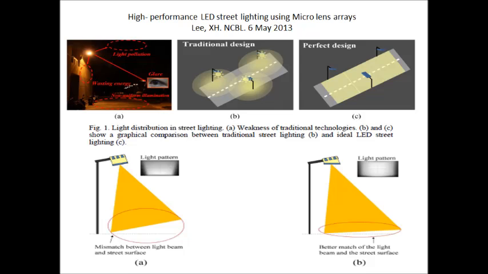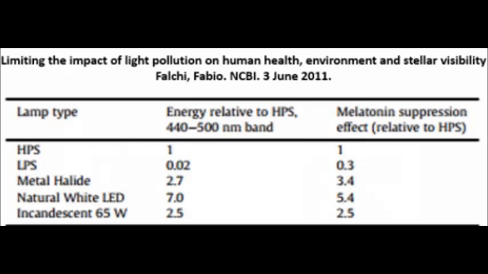In the experiment conducted by Fauci 2011, he tested different lights in their relation to melatonin suppression and other circadian rhythms. The lamps that he used were high-powered sodium light, low-powered sodium light, metal halide, natural white LED, and an incandescent bulb. After his experiment was conducted, he found that the low-powered sodium light gave off the least amount of light pollution.